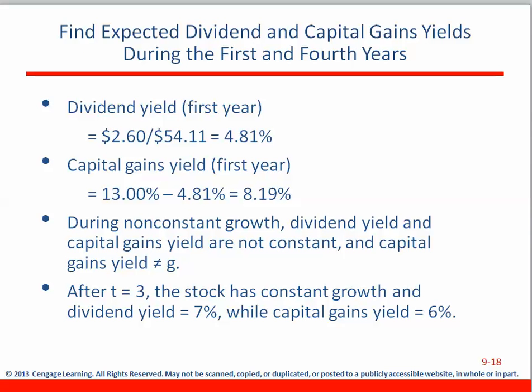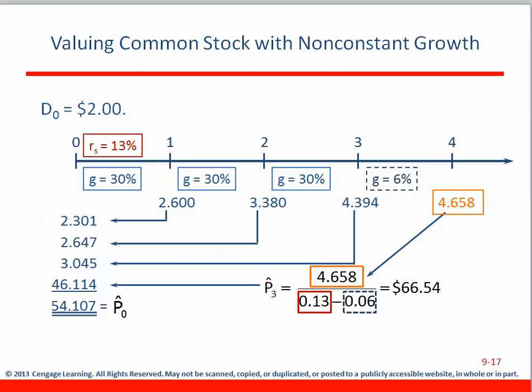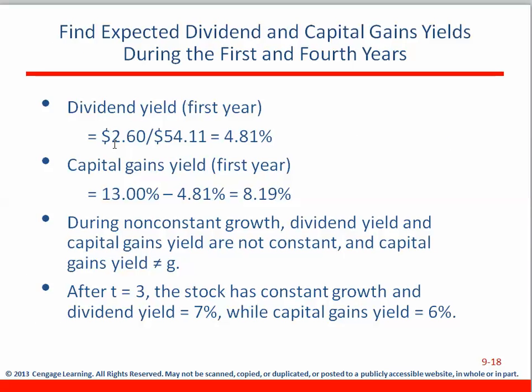All right, so find the expected dividend and capital gains yield during the first and the fourth year. So D1 was 2.60, and we figured out the stock price was 54.10. So the dividend yield in the first year is 2.60 divided by 54.11, 4.81%. Now, just like on the bond problem, we can do this simply and say, okay, I know my total return is going to be 13. The dividend yield is 4.81, so therefore the capital gain is 8.19%. Okay, that's in the first year.